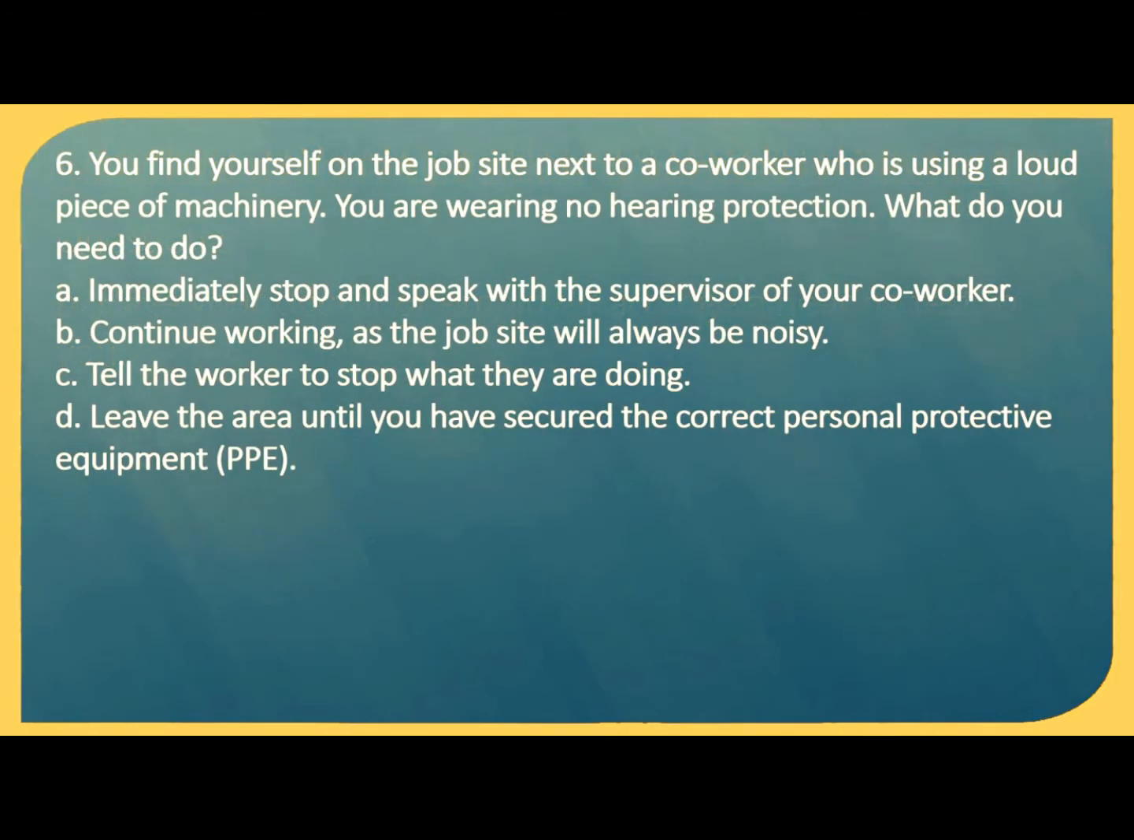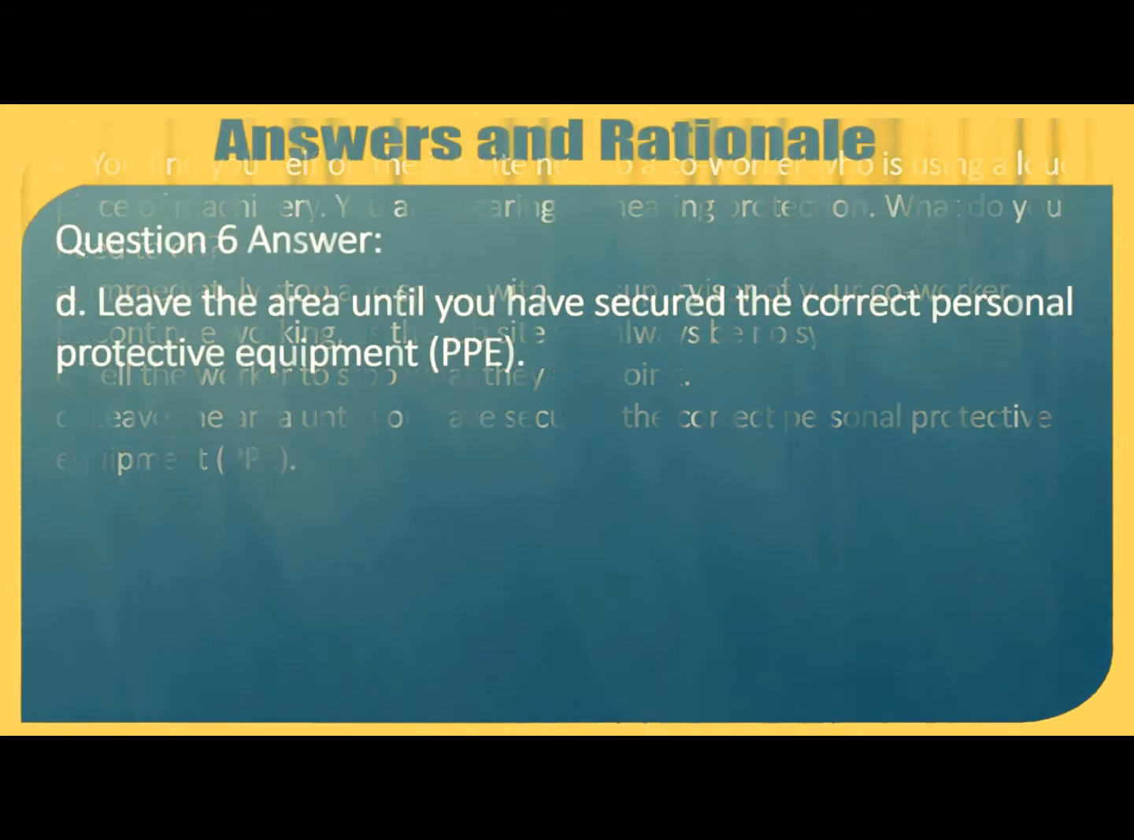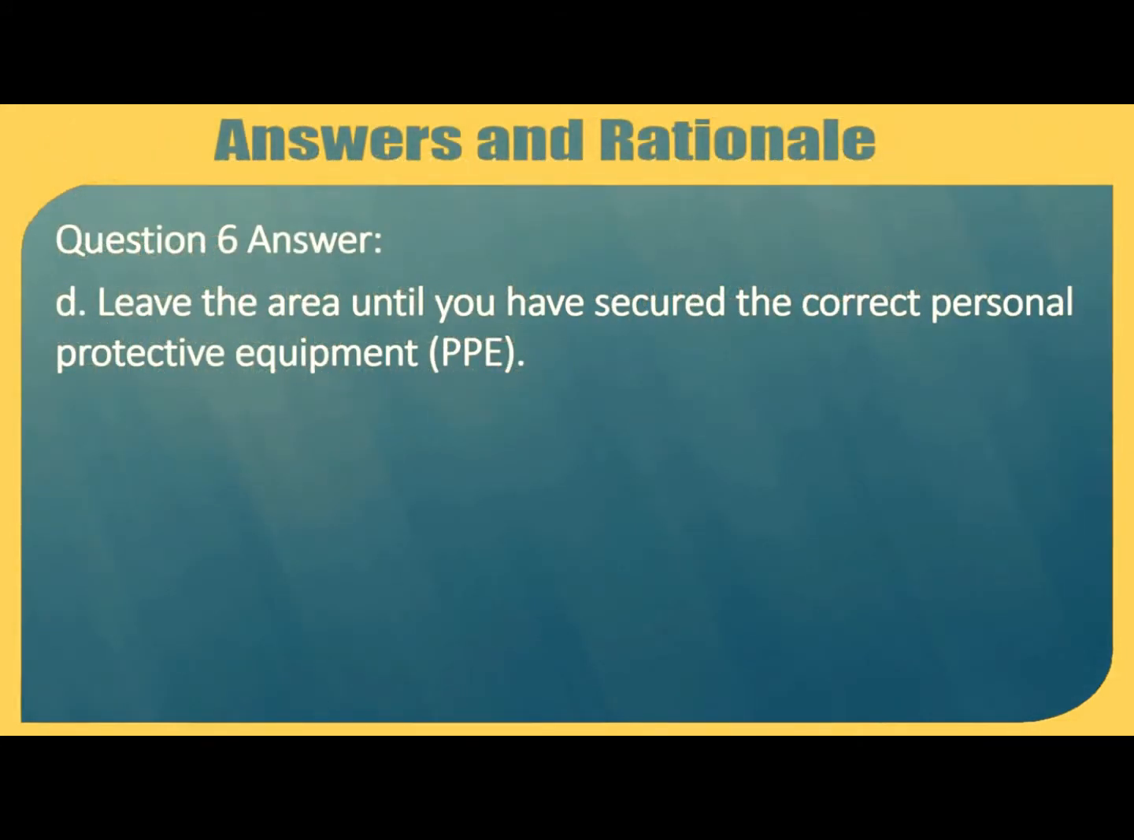Question 6. You find yourself on the job site next to a coworker who is using a loud piece of machinery. You are wearing no hearing protection. What do you need to do? A. Immediately stop and speak with the supervisor of your coworker. B. Continue working, as the job site will always be noisy. C. Tell the worker to stop what they are doing. D. Leave the area until you have secured the correct personal protective equipment, PPE. Question 6 Answer, D. Leave the area until you have secured the correct personal protective equipment, PPE.